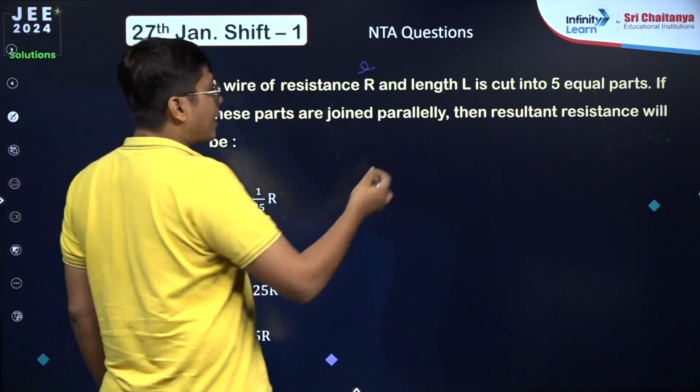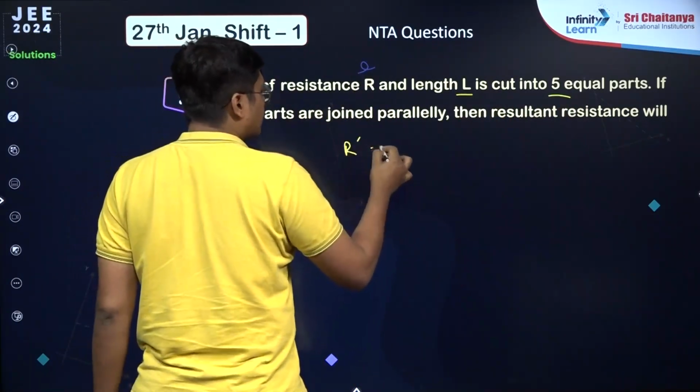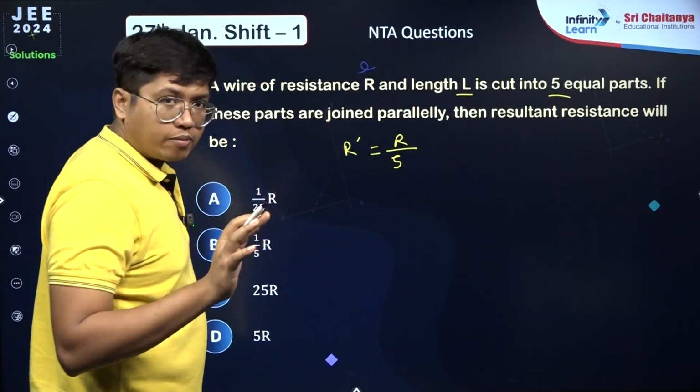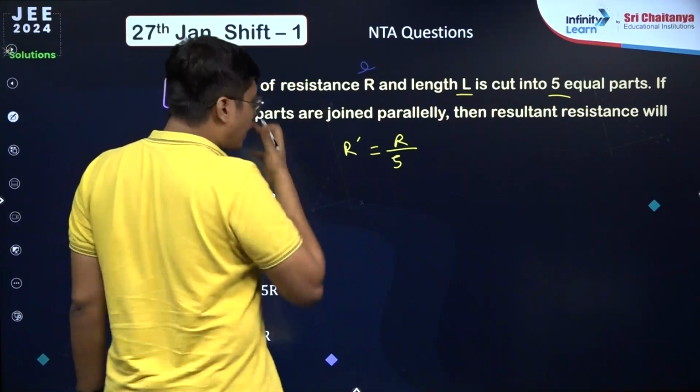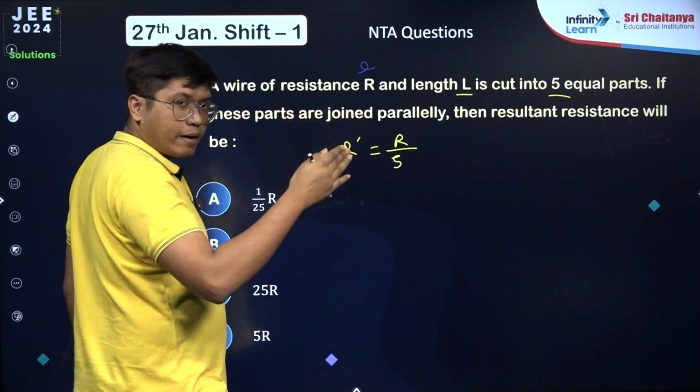So since the length L is cut into 5 parts, the resistance of each piece is going to be r by 5. It's equally cut, so it's exactly 1/5. It becomes r by 5. Once you have r by 5, now you want the resultant resistance when you connect them in parallel.